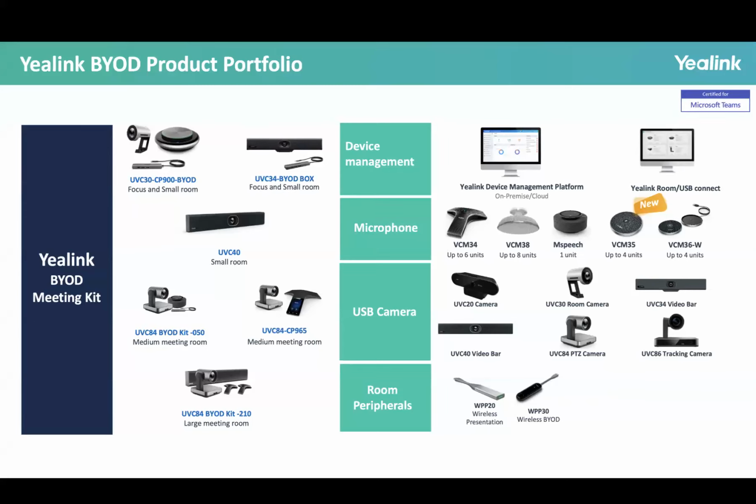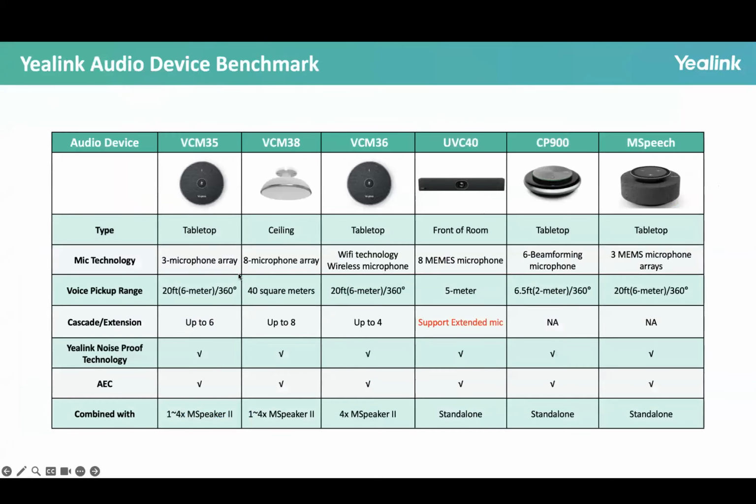What is the range of VCM38? So VCM38 covers up to 40 square meters. And you can cascade it up to 8 microphones, and all connected to a PoE switch and into the AV hub. So that will help cover an auditorium size or a classroom or a huge boardroom.